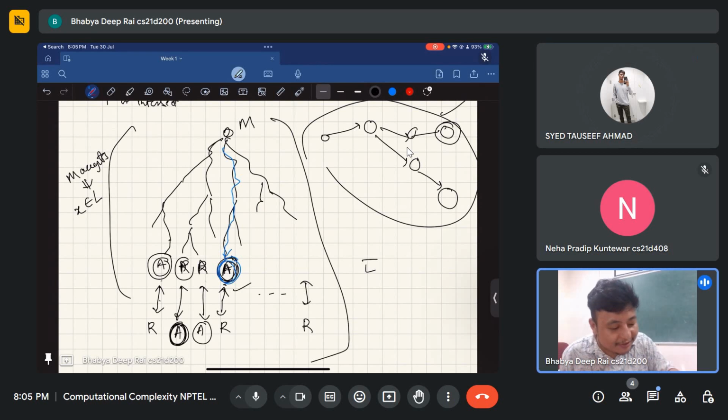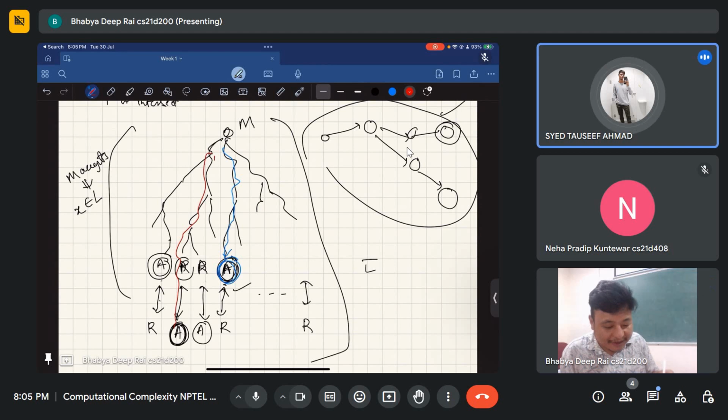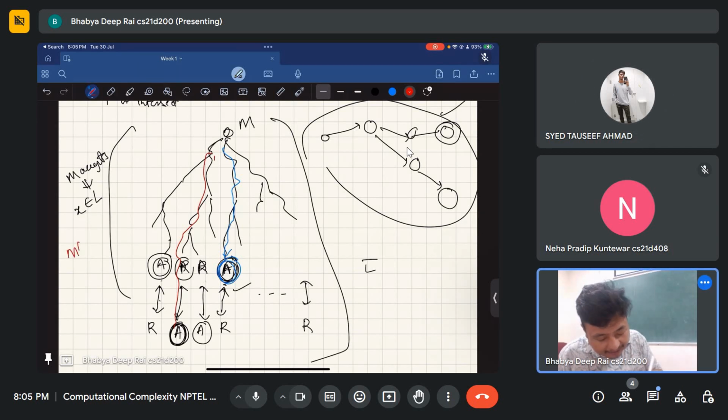So what does this new machine do? It has at least one path where it accepts. So what will this new machine M prime do? At least one path has accept. By definition, M prime will accept because there is at least one path which accepts. Now, what does it mean if M prime accepts? X belongs to L bar, because M prime is supposed to decide L bar.